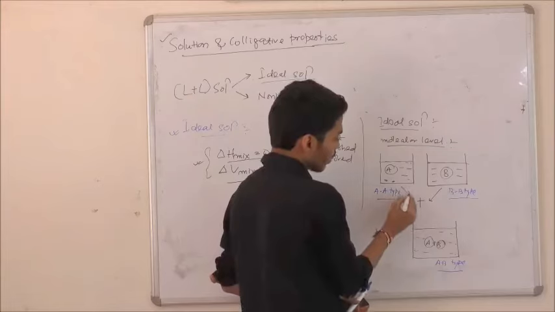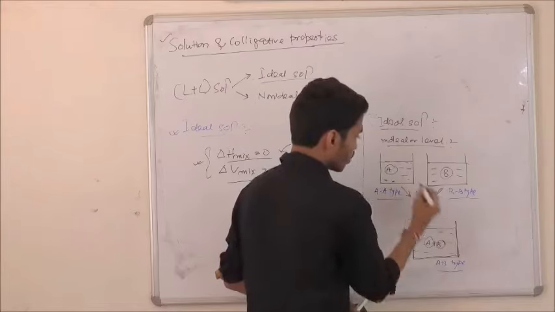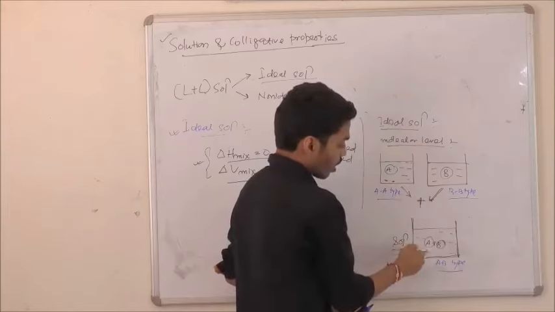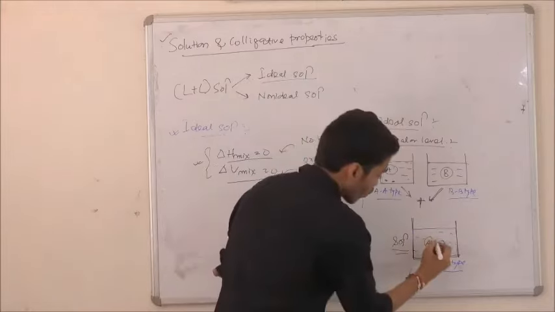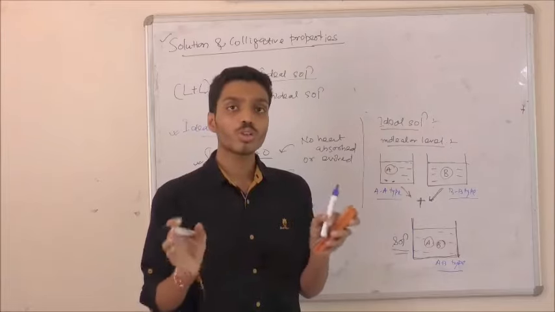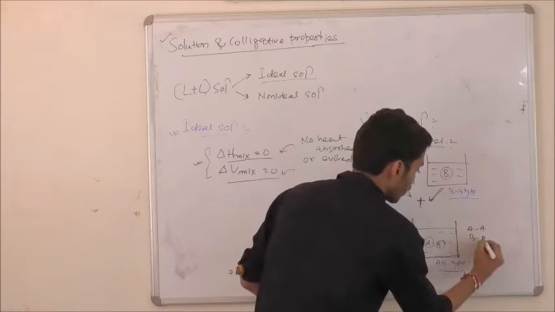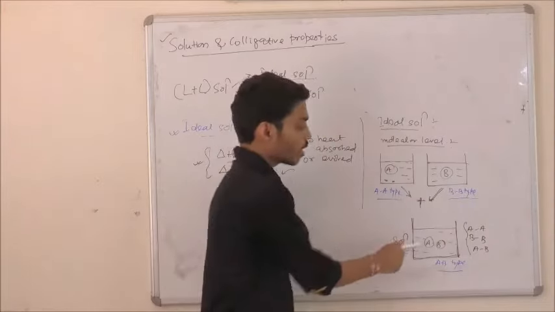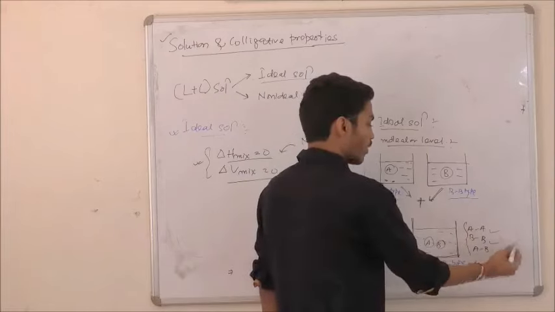And what happens when we mix these two liquids? We get a solution of liquid A and liquid B. Both liquids A and B are present. So the bond can be between A and A molecules, B and B molecules, and also A and B molecules. So in this solution, the intermolecular interaction can be of AA type, BB type, or AB type.